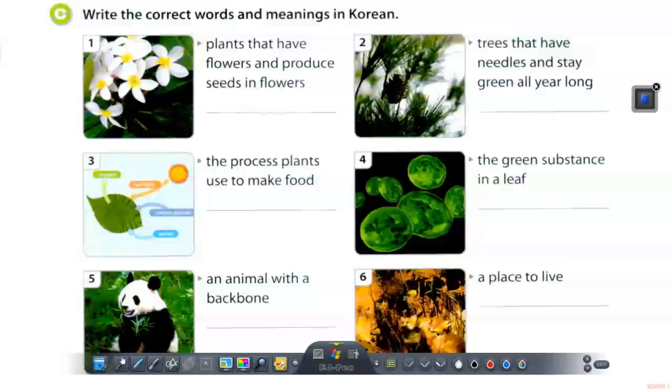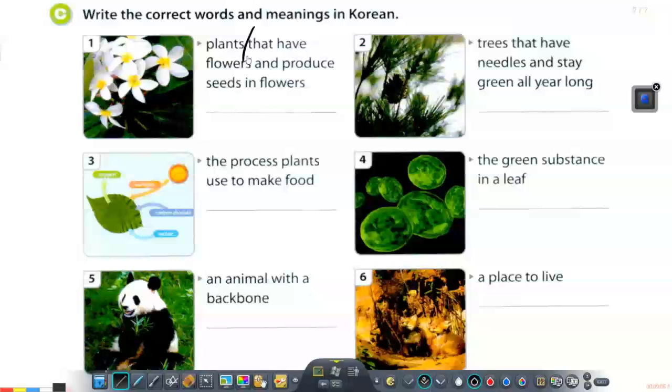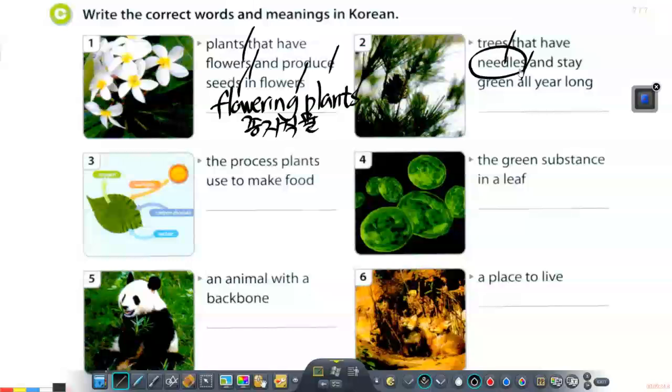Number 1 from section C. Plants that have flowers and produce seeds in flowers. Flowering plants. Yes, you nailed it. That's right. It's a flowering plant. Yep, it means 종자식물. 꽃식물 or 종자식물. Nice. And number 2. Trees that have needles, 바늘 같은 잎, and stay green, 계속 초록색 유지해, all year round.